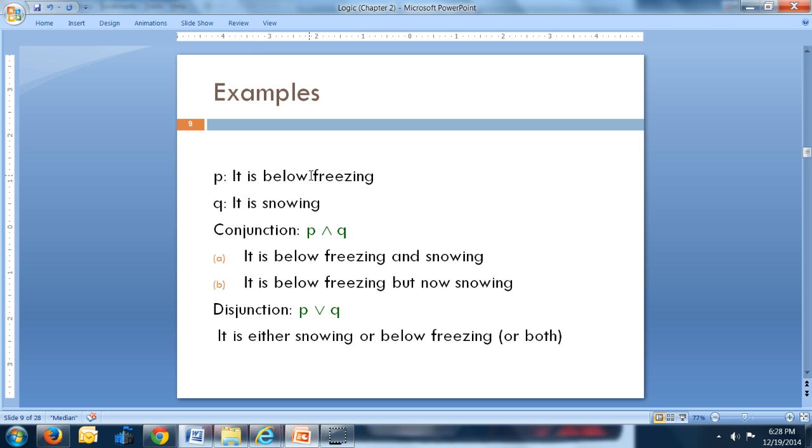Here is an example. P: it is below freezing. Q: it is snowing. As a conjunction in here, which is and, we put the word and in between. So it is below freezing and it is snowing. Or it is below freezing but snowing. So the word but and the word and have the same effect on relating these 2 sentences. The disjunction is the or. We can say it is below freezing or it is snowing, or we can say it is either snowing or below freezing or both.